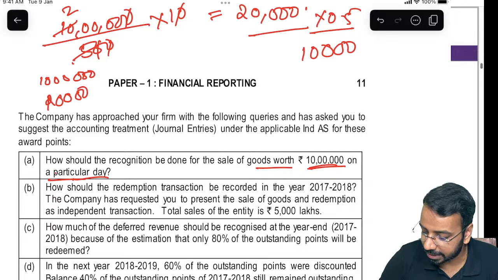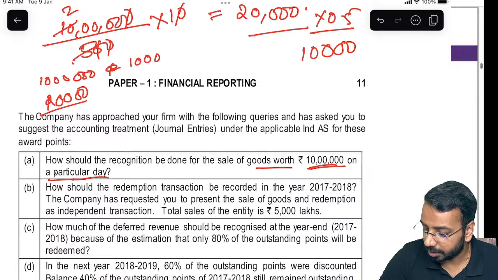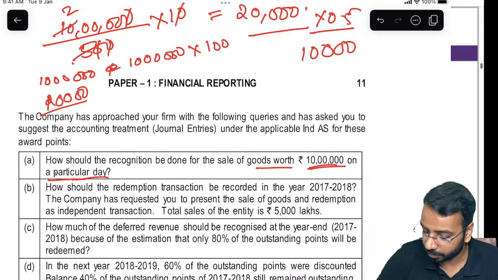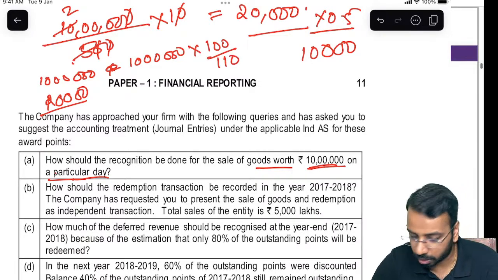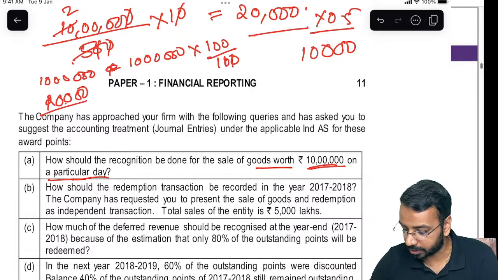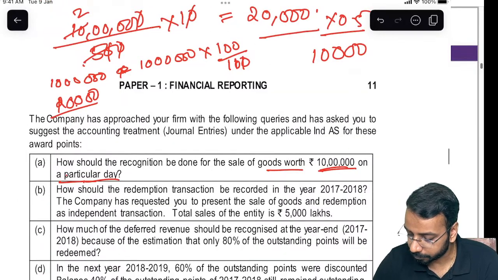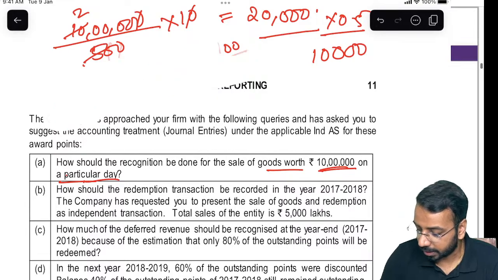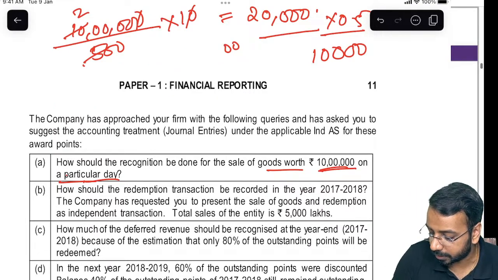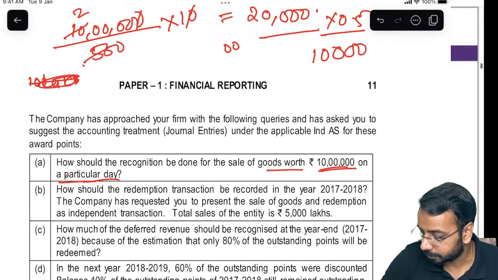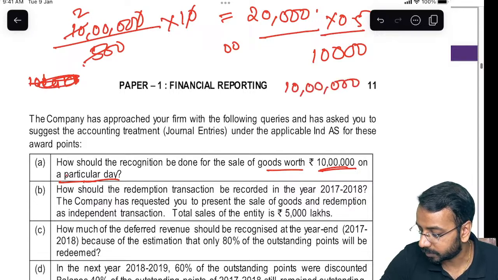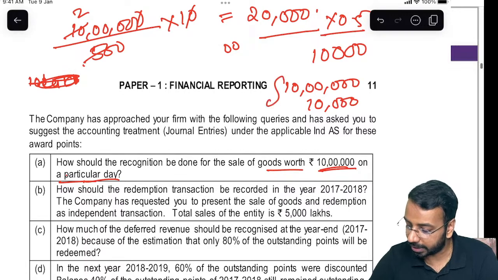So this I will recognize as revenue as 10 lakhs into 100 divided by 110. No, sorry, not 100 divided by 110. It is 100 divided by 101. Now here goods transferred are 10 lakhs. So I'll write 10 lakhs. Points given are 10,000. So the amount that you have collected on 10 lakhs, you will allocate between this and this.